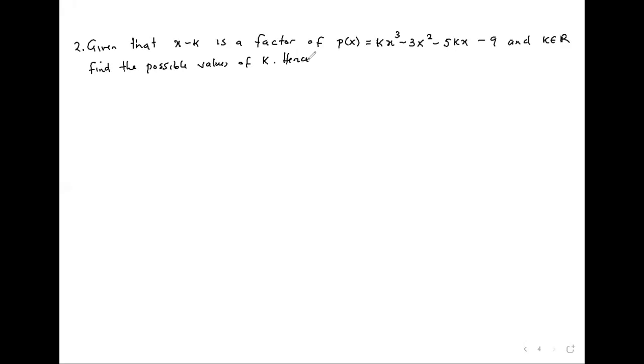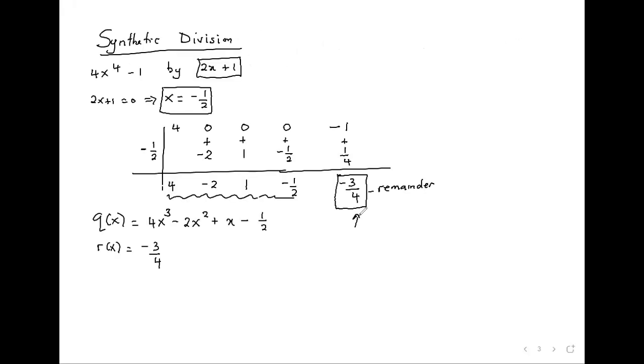Hence, solve p(x) is equal to 0. This is a very simple question. Given that x minus k is a factor, so now we get back and define what a factor is. If the remainder here is 0, then you say the divisor is a factor. This is the divisor.